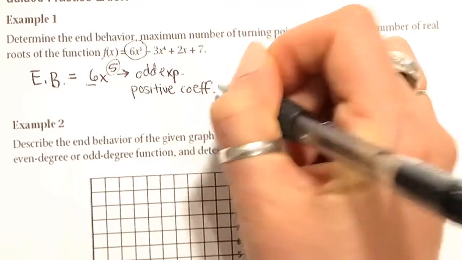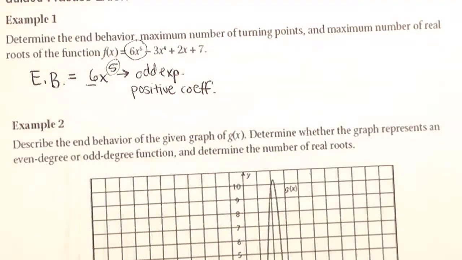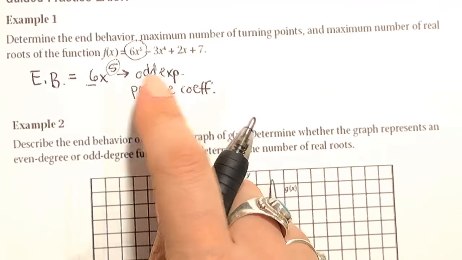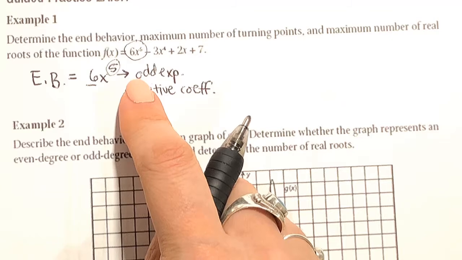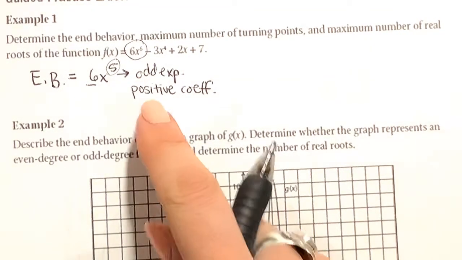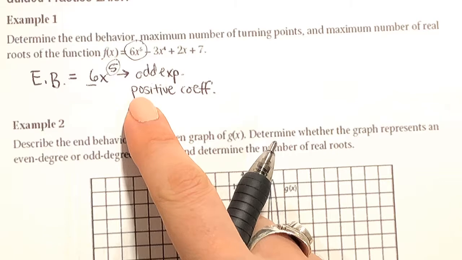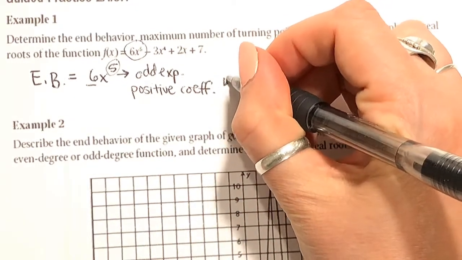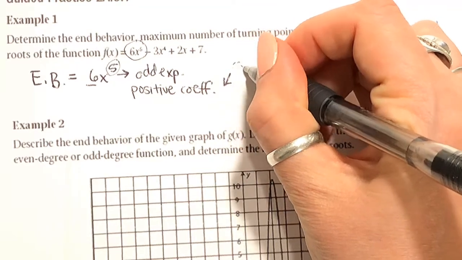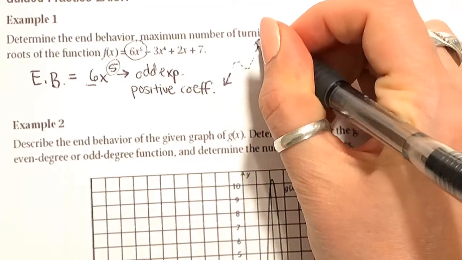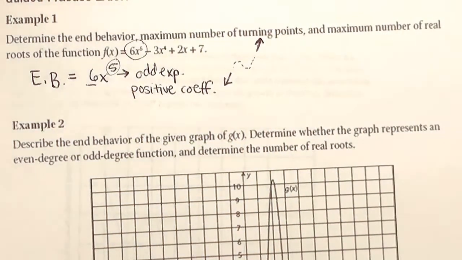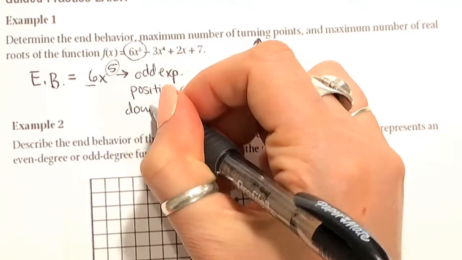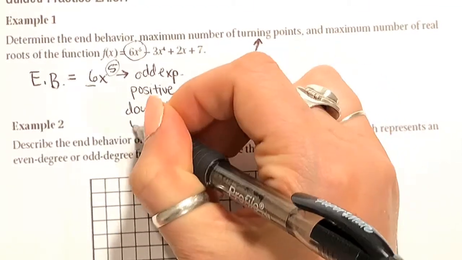So for a positive coefficient and an odd exponent, what does that mean? Remember, odd exponents are going to go in opposite directions. I think of O for odd and O for opposite. That helps me remember that. And then a positive coefficient means it's going to have a positive slope. So going from left to right, it's going to go down to the left, and then it might do some weird things in the middle, but then it's going to end up to the right. We are just looking at those two ending points. So we're going to say it's going down to the left and then up to the right.